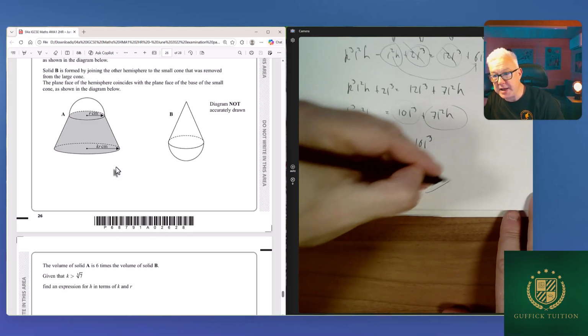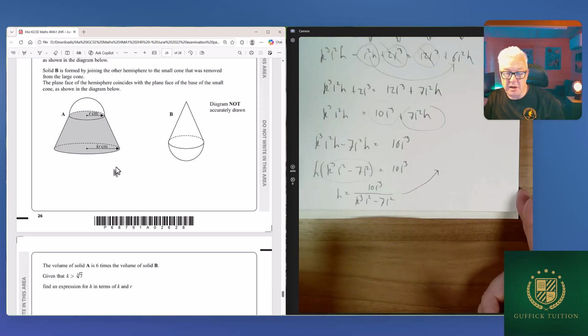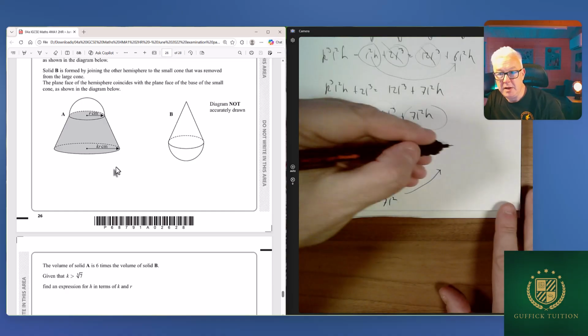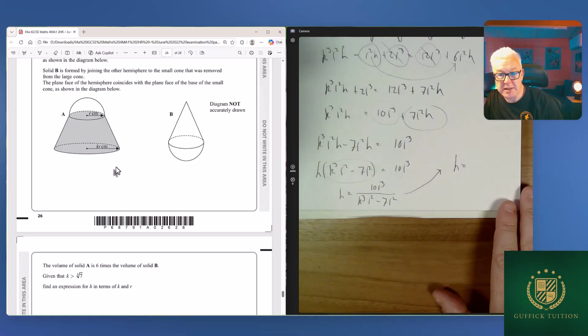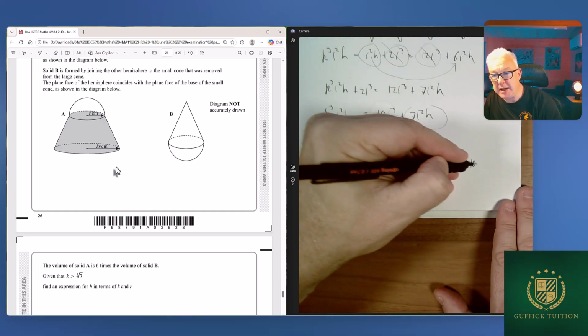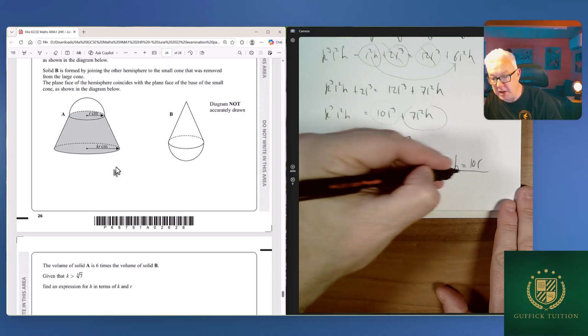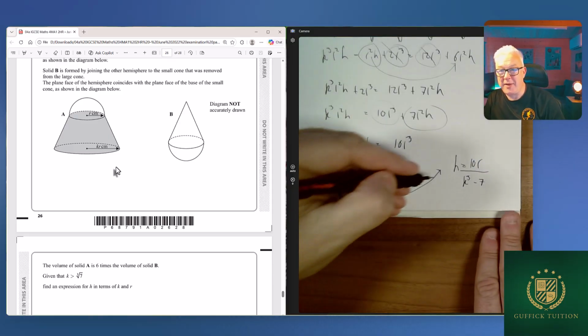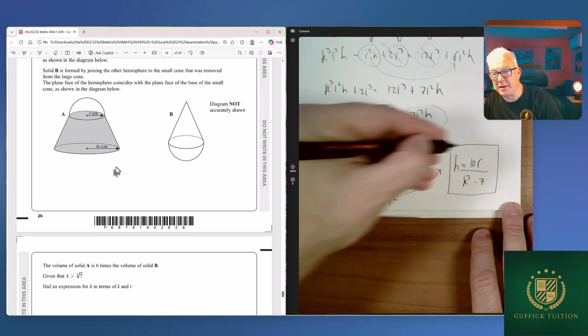And then as my last step, because a common factor of r² can be cancelled out of every single term, that gives me that h is equal to 10r over k³ minus 7. And that is our final answer, okay?